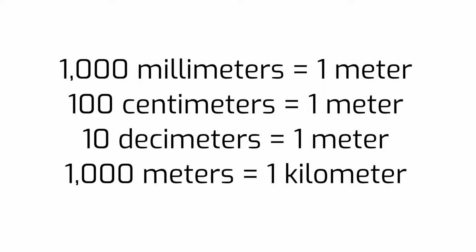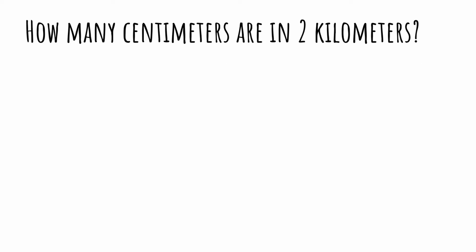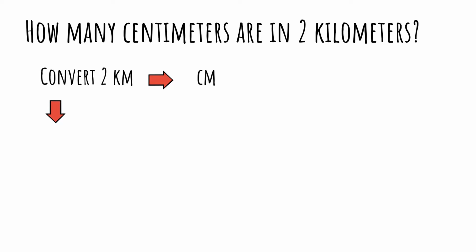So let's say we want to find out how many centimeters are in 2 kilometers. So we'll set up the problem just like we did before to convert the 2 kilometers to centimeters by putting 2 kilometers in a fraction form. We're putting 2 kilometers over 1. Then we're going to pull out our unit of reference so that we know how many meters in a kilometer and how many centimeters are in a meter.